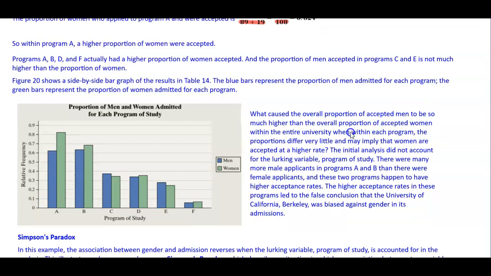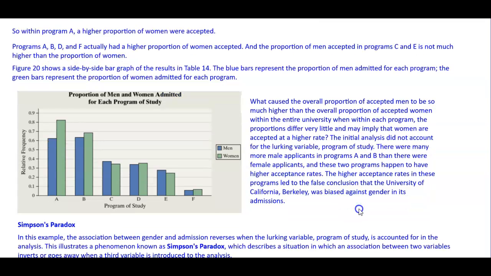Now, what caused the overall proportion of accepted men to be so much higher than the overall proportion of accepted women within the entire university when within each program the proportions differ very little and may imply that women are accepted at a higher rate? The initial analysis did not account for the lurking variable, which is the program of study. There were many more male applicants in programs A and B than there were female applicants, and these two programs happened to have higher acceptance rates. The higher acceptance rates in these programs led to the false conclusion that the University of California, Berkeley was biased against gender in its admissions.